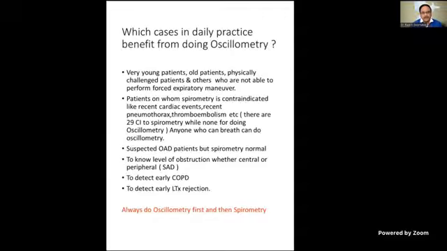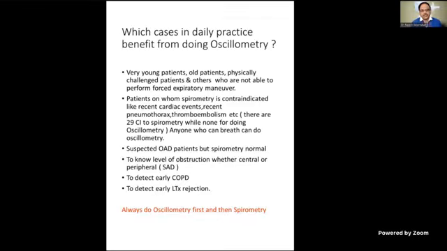Another case is if you have a patient and you suspect from the history that he may have obstructive airway disease, but despite having done good spirometry, it is coming normal. It is a worthwhile exercise to do oscillometry in these patients and to see if there is an obstruction as per the history that you have elucidated, because oscillometry is much more sensitive than spirometry in detecting these cases.